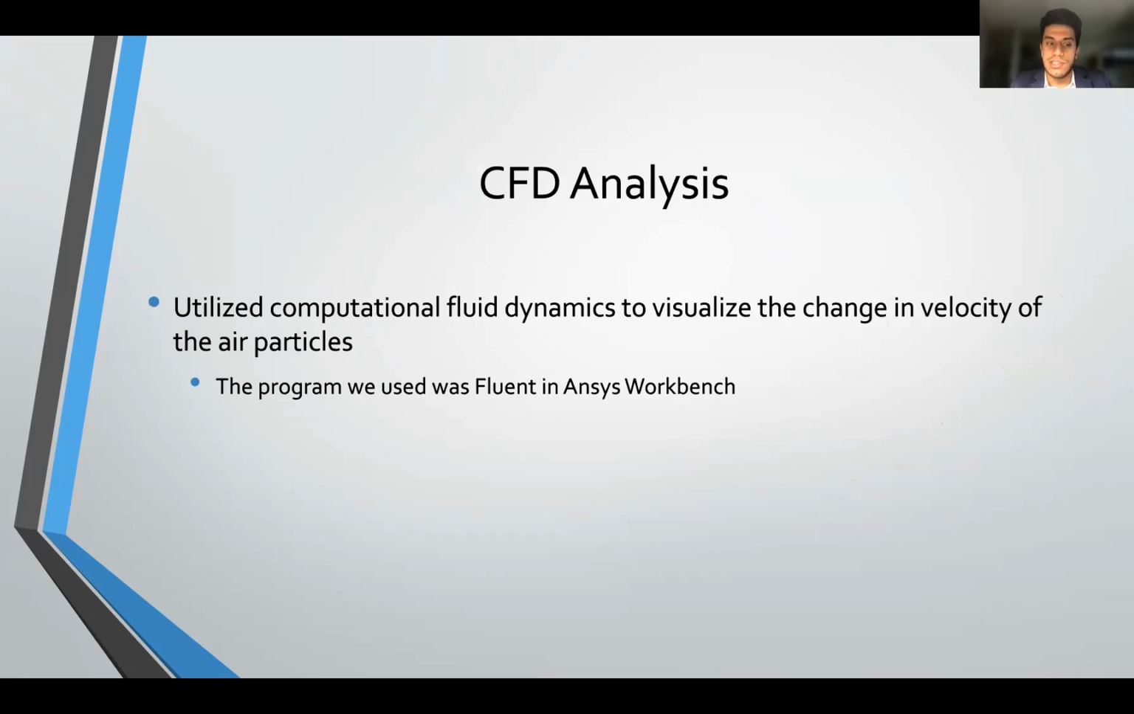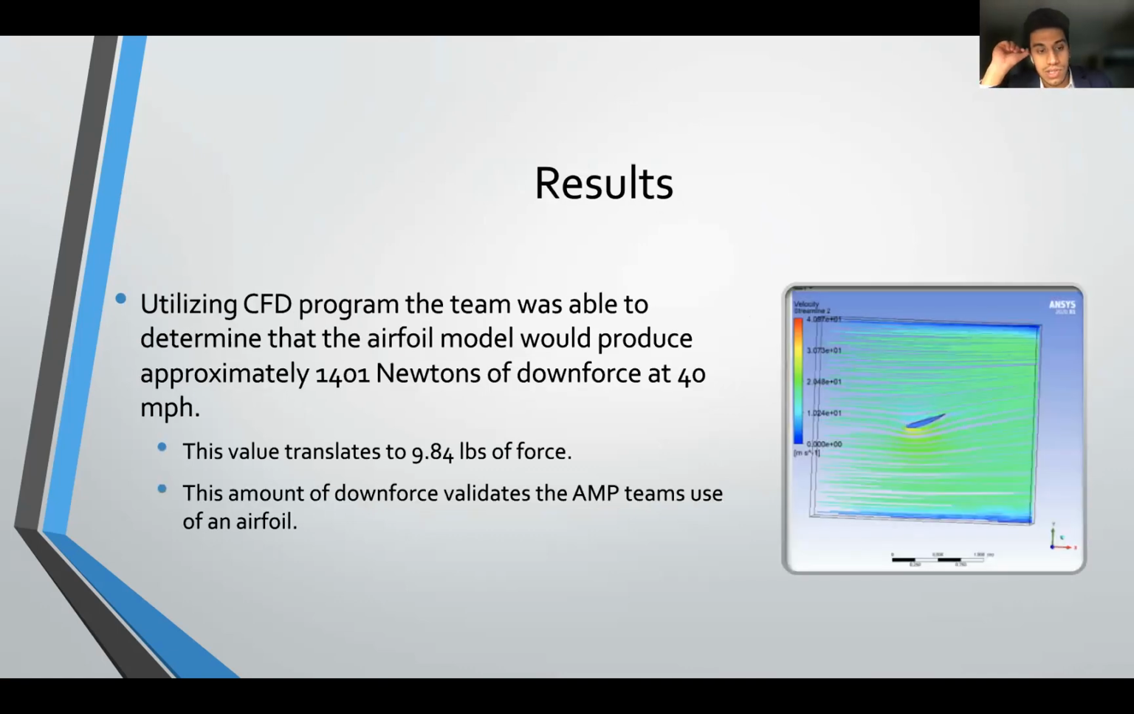We ran a CFD analysis. We utilized computational fluid dynamics to visually change the velocity of air particles, and the programs we used were Fluent and ANSYS Workbench. These are our results. Using the program, we were able to determine that the airfoil model would produce 1,401 newtons of downforce at 40 miles an hour, which translates to about 10 pounds of force. This amount of downforce validates the AMP team's use of an airfoil.